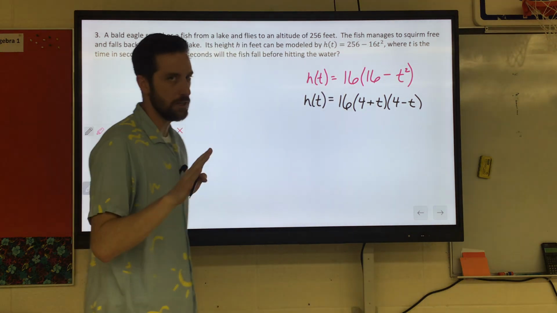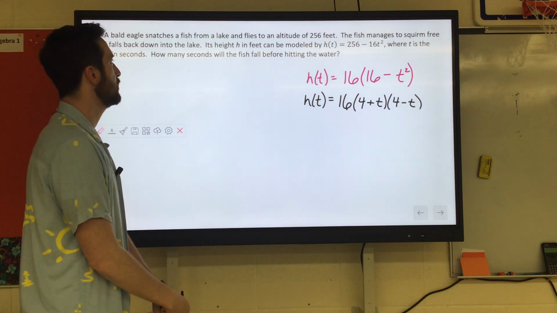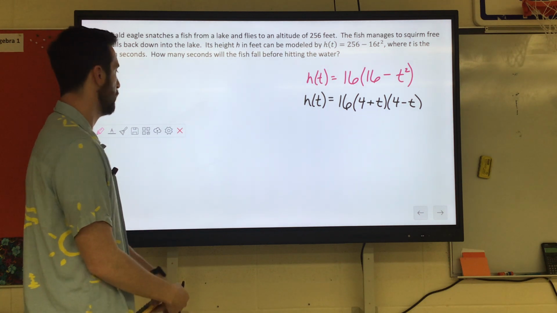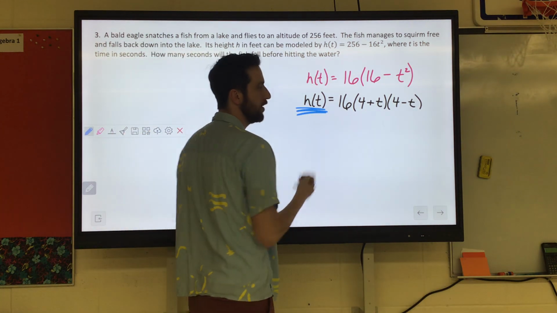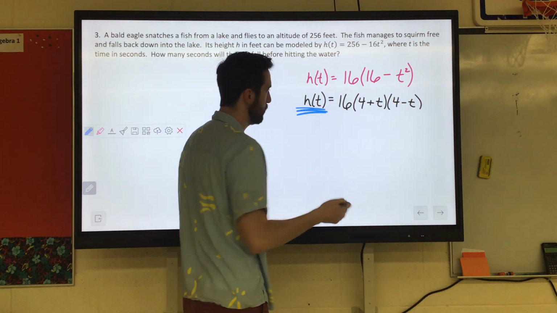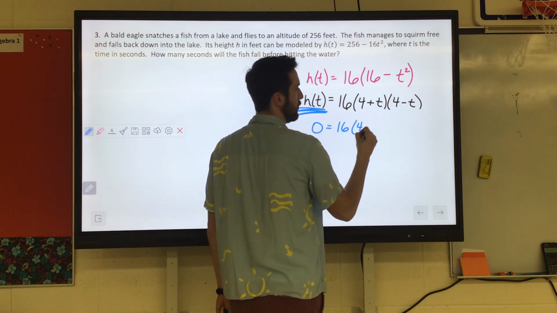Cool. That's about all we can do there. Let's see what else it's asking. How many seconds will the fish fall before hitting the water? We know the height that we want. Hitting the water would be 0. So we're solving the equation 0 equals 16 times this.